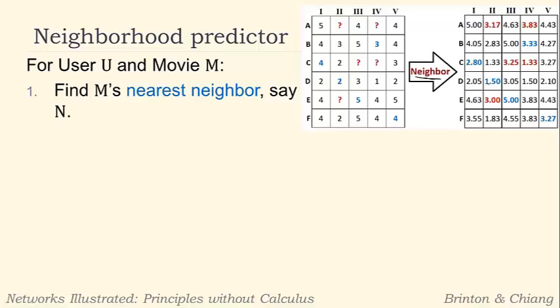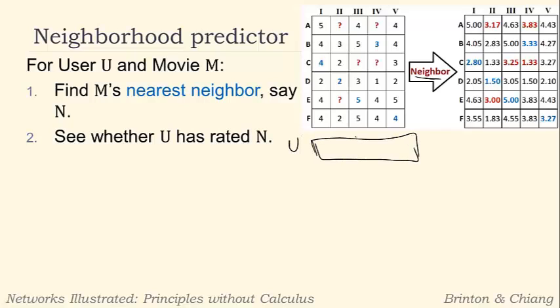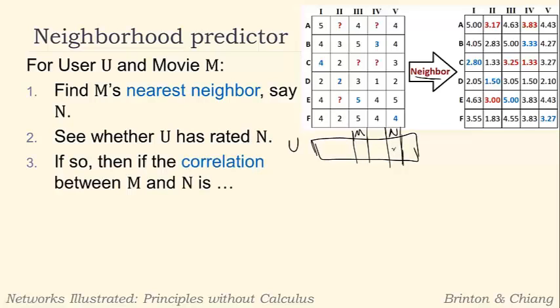Say that's movie N. If it's movie 5, we might have the nearest neighbor being movie 3. So N, and we see whether U has rated N. We're just looking in this user's row right now, and we have M and N over here maybe. We see whether there's an entry for N that we can use. If he hasn't, then you just keep the rating the way it is, and you don't change it at all. But if he has, then you ask yourself the next question.